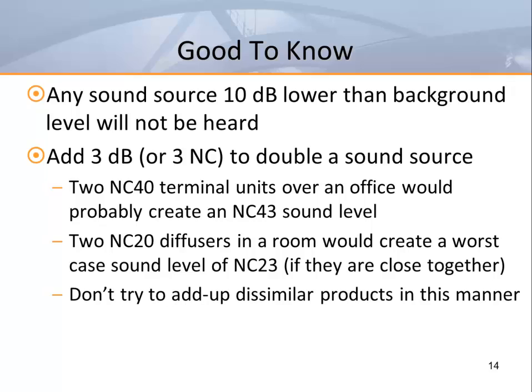This works for similar products that create similar sound spectrums, like 2 diffusers, 2 fan boxes, or a diffuser and a grill. 2 NC40 boxes over a single office would probably sound like NC43, and 2 NC20 diffusers in a small room would likely result in NC23. Don't try to add up dissimilar products this way, or you'll get the wrong answer. These are good things to know.